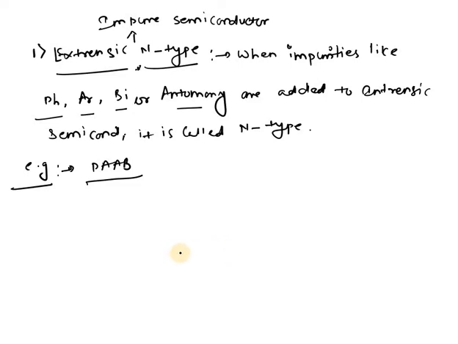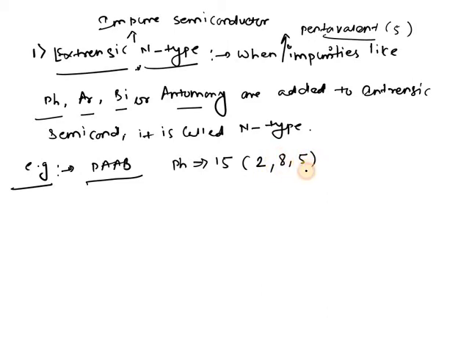So basically when we add pentavalent impurities, see these are all pentavalent impurities. I will write it here. When impurities are pentavalent, that means in the outermost orbit they have 5 electrons. So if you take phosphorus, phosphorus has an atomic number of 15. When I consider its electronic configuration, we have first orbit 2 electrons, second orbit 8 electrons, and outer orbit 5 electrons. Even if you take arsenic, bismuth or antimony, you will find that in the outermost orbit we have 5 electrons. So now what is the procedure?